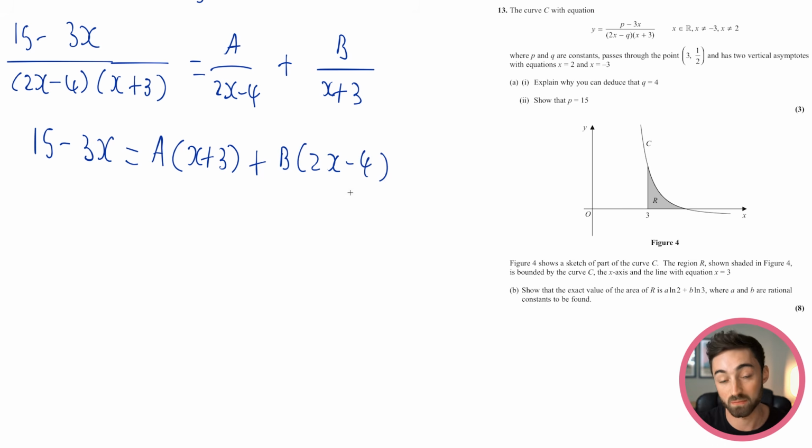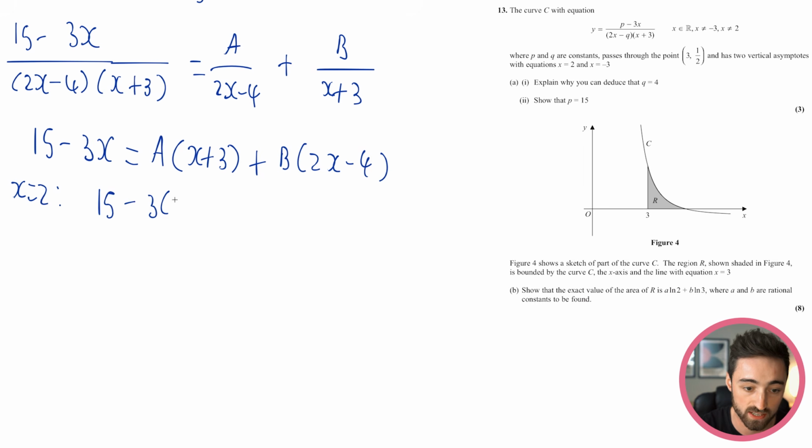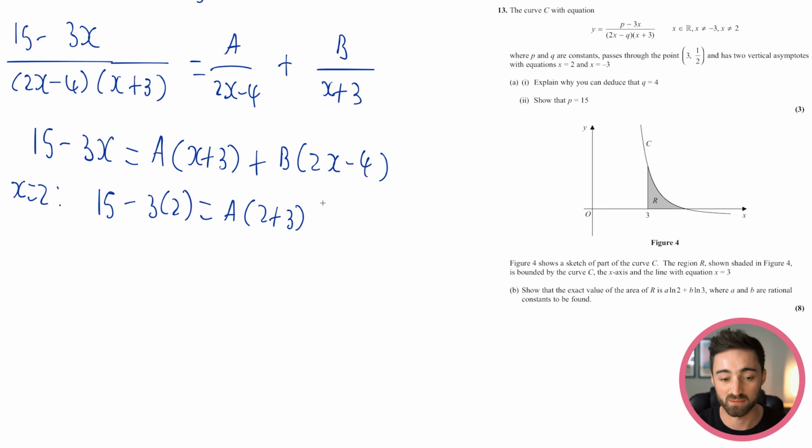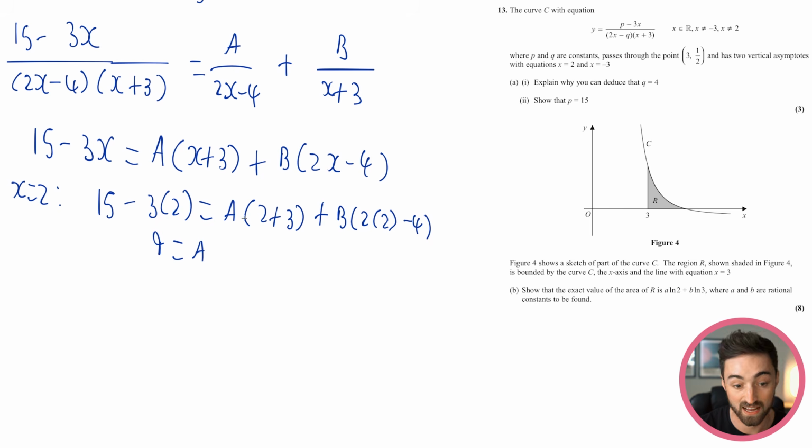So the first one, I'm going to put x equals 2. Why am I going to do that? It's going to make this thing just go away, just leave me with an equation with A. So x equals 2 is going to get me 15 minus 3 times 2 equals A times 2 plus 3. And then this is just going to be plus B. I'm going to write it out, but it goes to 0. So that's gone. Okay, so what do we get? 15 minus 6, which is 9, equals A times 5, so 5A. So A is going to equal 9 over 5.